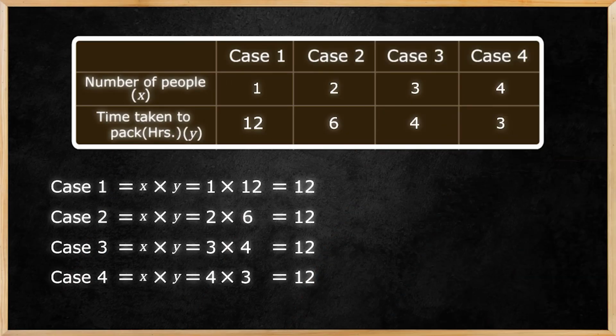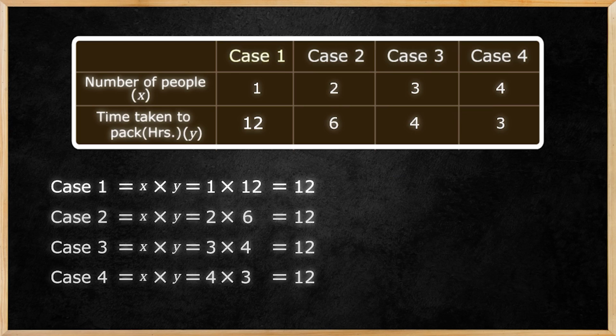Tell me, what is the constant of proportionality in the example that we saw earlier? Yes, the product xy from all the cases was equal to 12. So, k is equal to 12. Okay, now that we know this, let's go deeper and pick two cases.